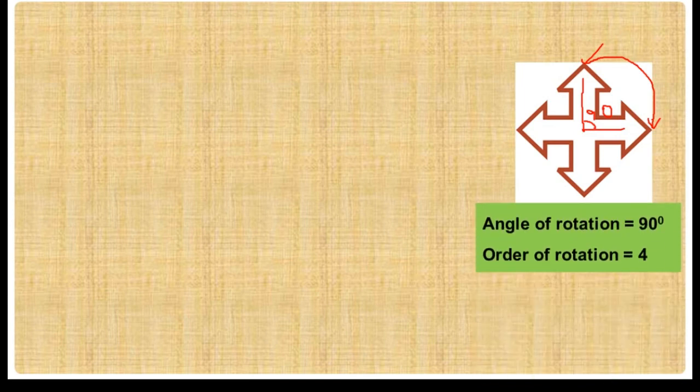Now a few examples. See this figure. Suppose this is my starting point. If I rotate it through what angle do I get exactly the same figure as I have now? If I rotate it through this angle, it will be the same figure as it is now. So what is this angle? You can make out clearly, this is 90 degrees. How will you find the order of rotation? As I got the angle of rotation as 90 degrees, the order will be 360 divided by 90. So it is 4.